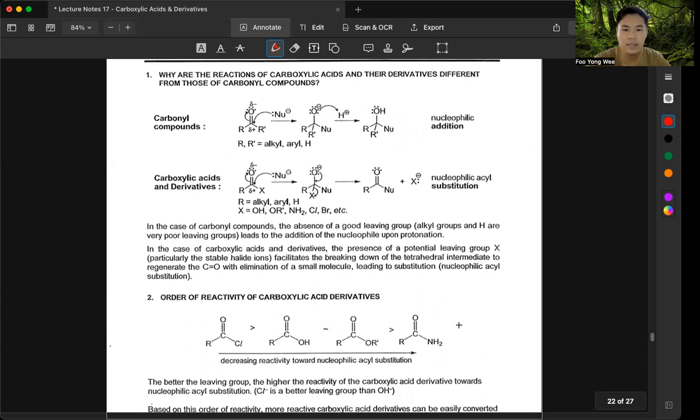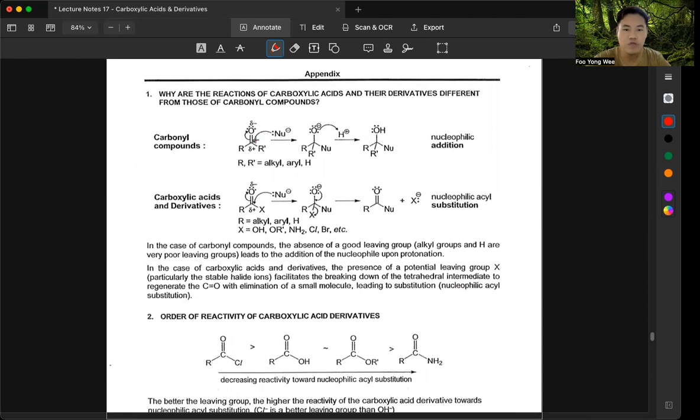Appendix wise is just the mechanism. Okay, just briefly go through. So in carbonyl compounds, a recap, the nucleophile attacks the carbon center, this one goes up, and then after that there will be protonation. So the lone pair electrons will attack the H plus and form the protonation. So there is a protonation after the nucleophilic attack. So this will be slow, and this will be fast. So here will be slow, here will be fast as well.